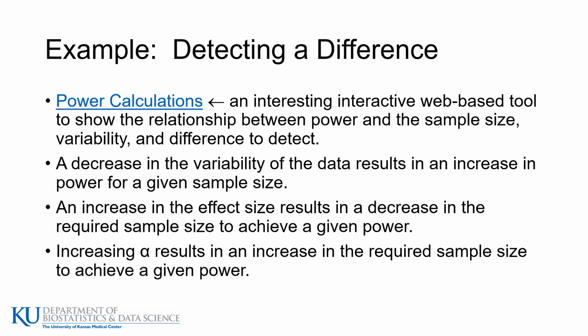So decreasing alpha would result in an increase in the required sample size to achieve some given power. So the increase in the effect size would also result in a decrease in the required sample size to achieve a given power, because here we need fewer subjects to detect a larger difference.